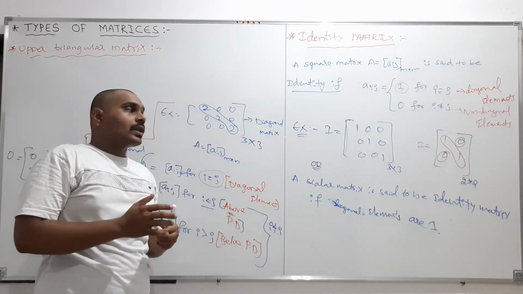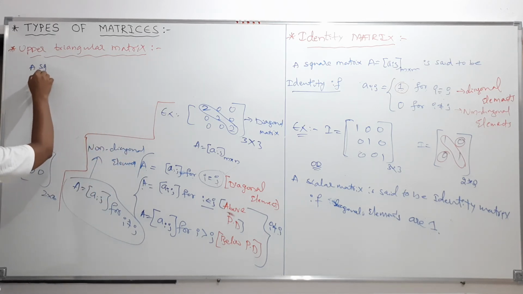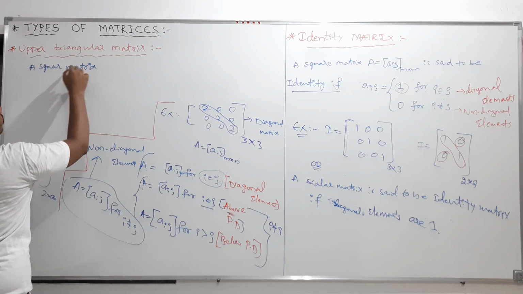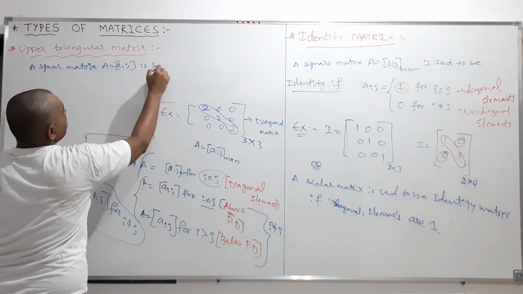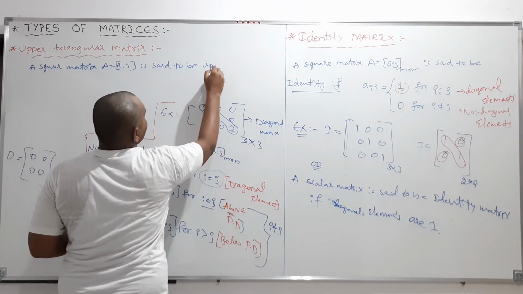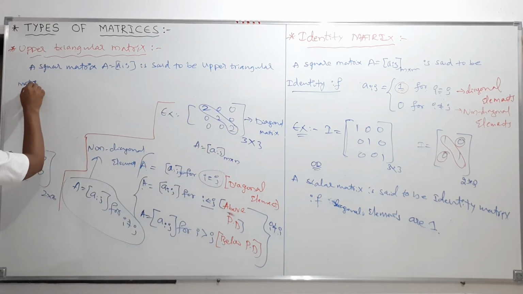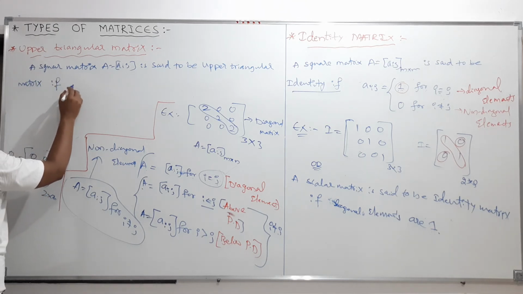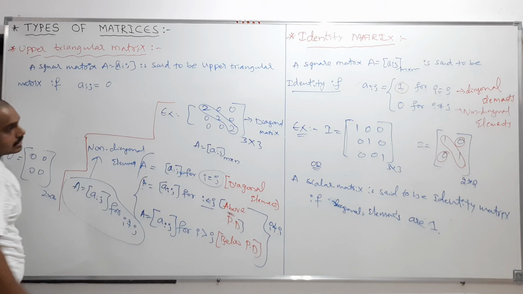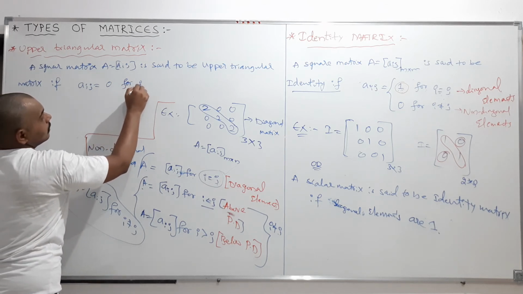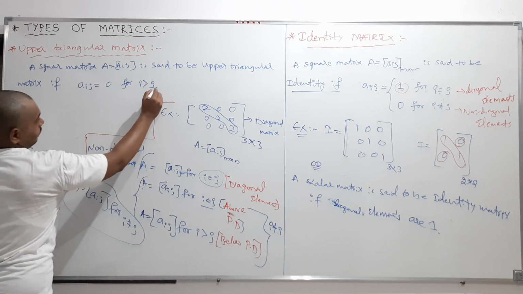Upper triangular matrix. Upper triangular matrix means, my dear students, a square matrix A = [Aij] is said to be an upper triangular matrix if Aij is equal to 0 for i greater than j. My dear students, I hope you understood.